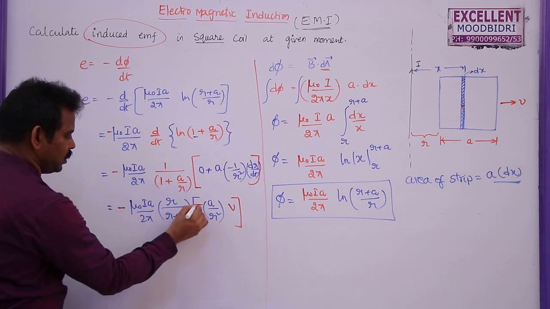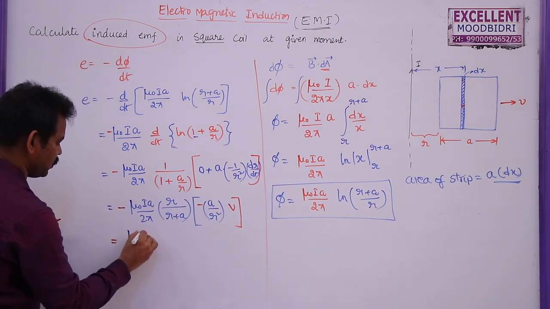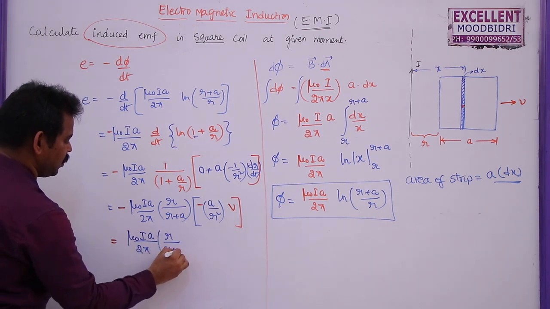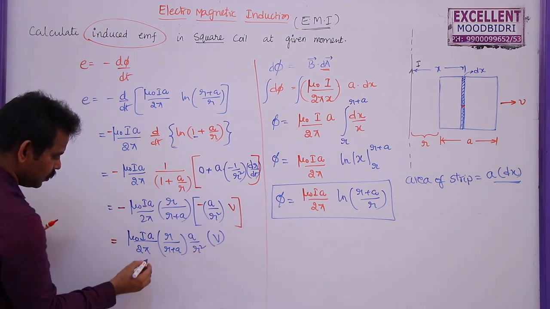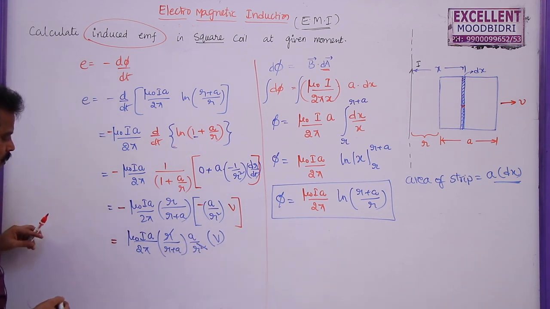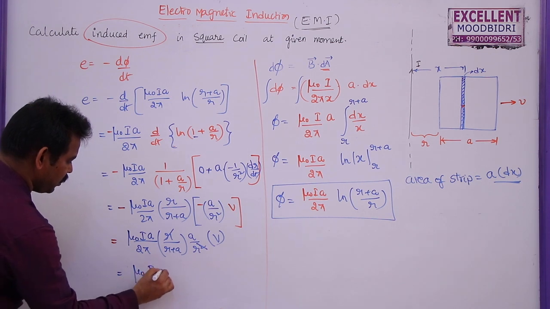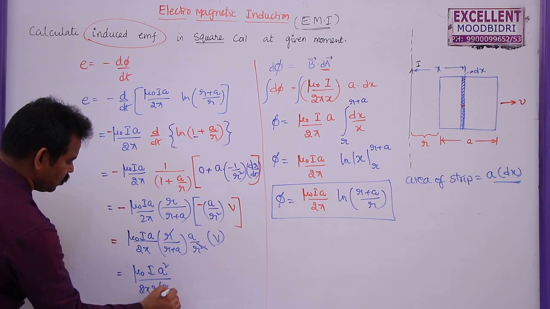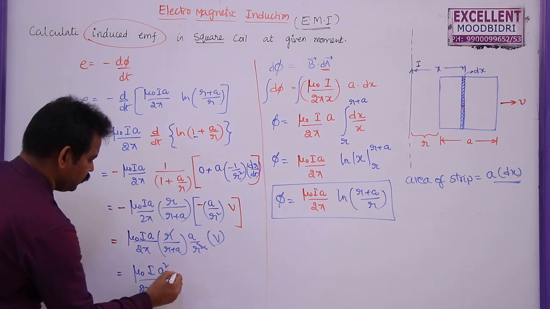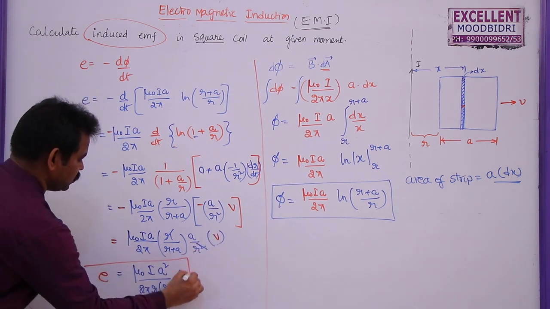Now you can see one minus here, one more minus here, minus of minus is plus. So you will get mu naught I a by 2 pi, r by (r plus a), times a by r square, into v. You can cancel this r and r here. The remaining terms are a into a square. So mu naught I a square by 2 pi r into (r plus a), into v. So this is the EMF induced in this one.